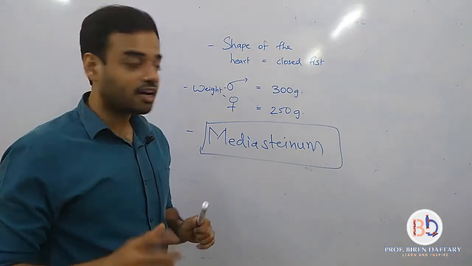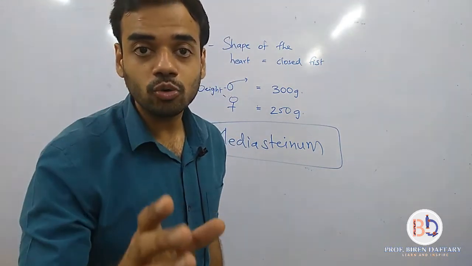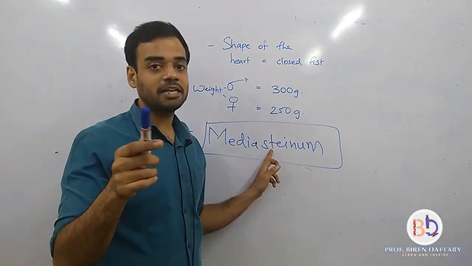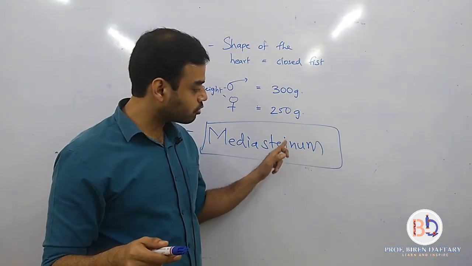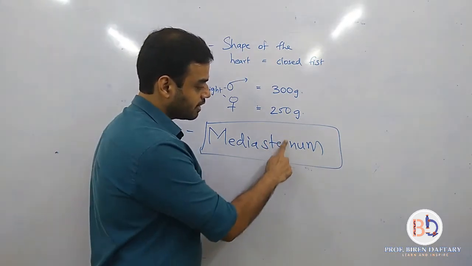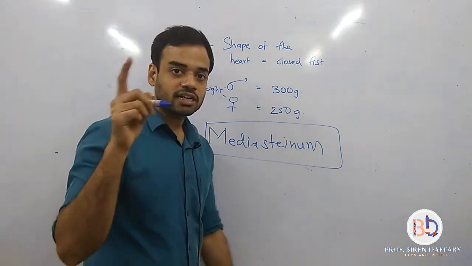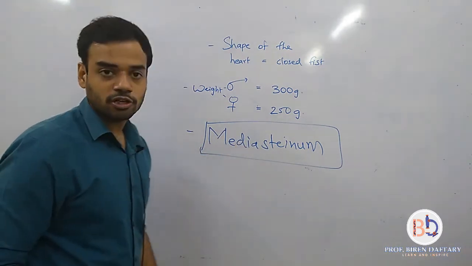So where is the heart present? It is present between the space of the two lungs, which is called the mediastinum. Now in your book, they have made a spelling mistake. They have missed out on this I. They have written it like this, which is wrong. It is mediastinum. So that correction is there in your textbook. Is this clear? Please remember this word.